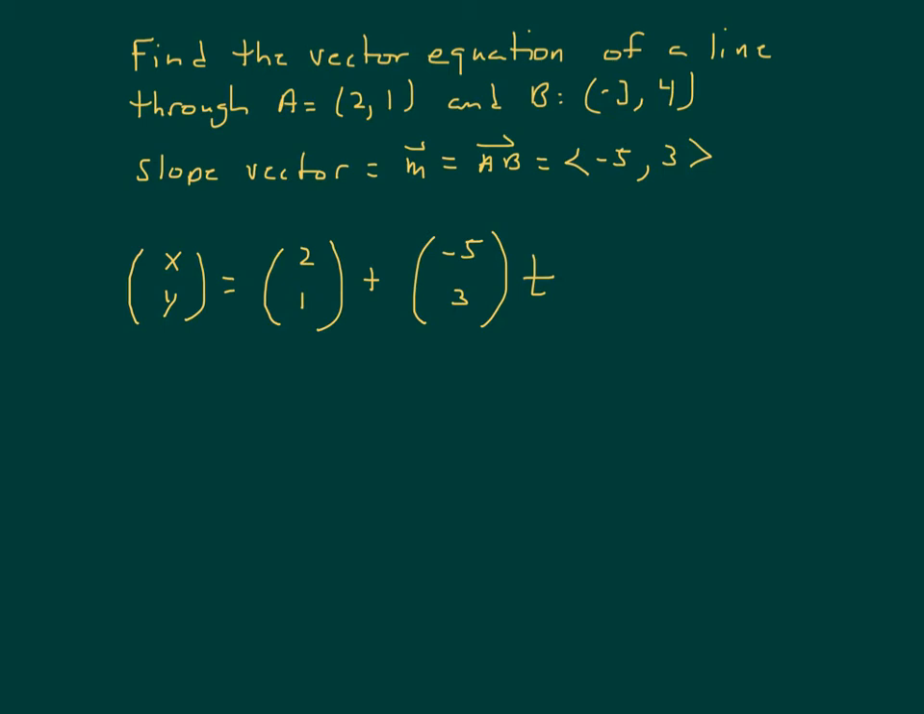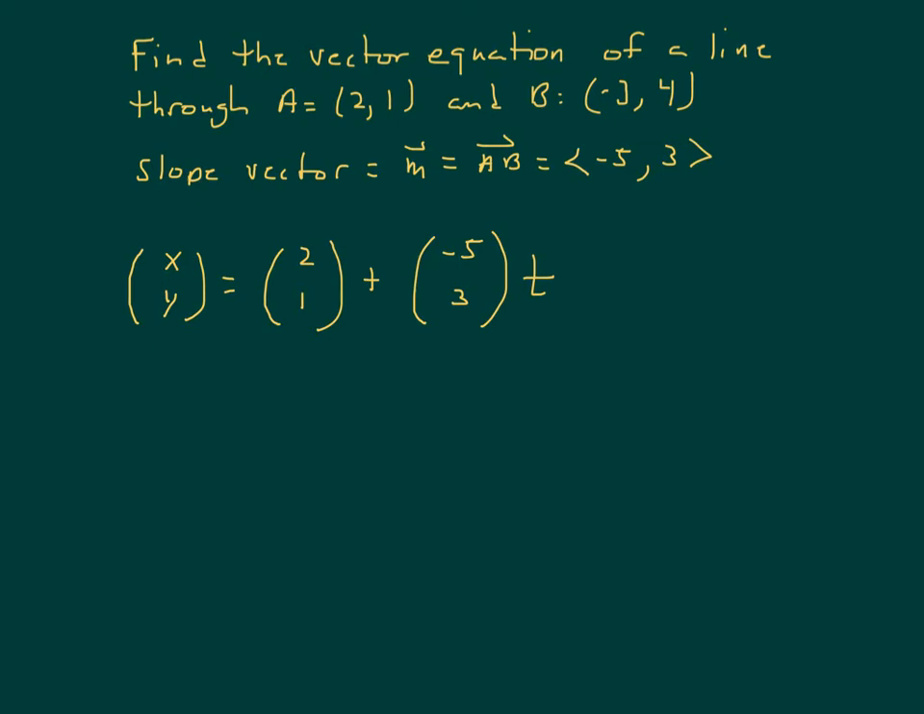And so my line is going to be (x, y) equals my point vector plus my slope vector. Technically, you can use either A or B. I'm going to choose to use A. (2, 1) plus (-5, 3) times t. Remember in this case that this is my point vector and that is my slope vector. Now, what I can do at this point is apply vector operations, in this case scalar multiplication with the t and then the vector addition, to come up with two equations: an equation for the x-coordinate and an equation for the y-coordinate.